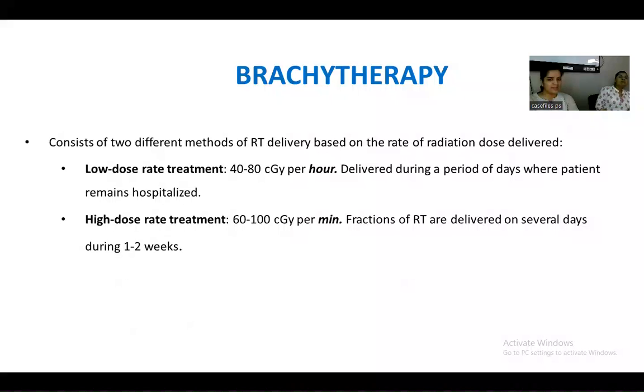There can be two methods of delivering RT based on the rate of radiation delivered. It can be low dose rate treatment or high dose rate treatment. In low dose rate treatment, 40 to 80 centigray per hour radiation is delivered, and it is delivered over a period of days where the patient remains hospitalized. In high dose rate treatment, 60 to 100 centigray per minute is provided, and fractions of RT are delivered on several days during a 1 to 2 week period.